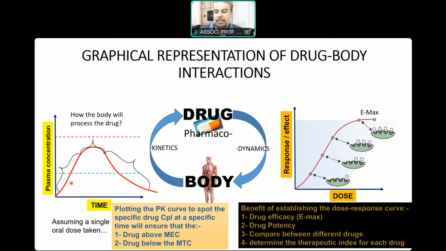Now, as far as the dose-response pharmacodynamic curve is concerned, the benefit of establishing the dose-response curve lies in knowing the drug efficacy or Emax, as we just described, and the drug potency, which we'll explain later, and in comparing different drugs in terms of these two drug parameters, Emax and potency, and determining the therapeutic index for each drug.